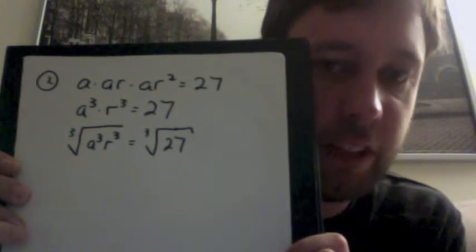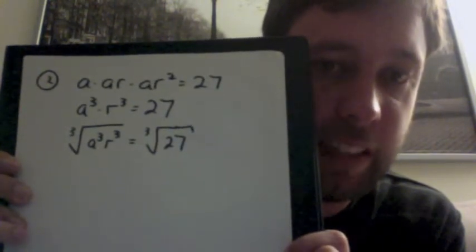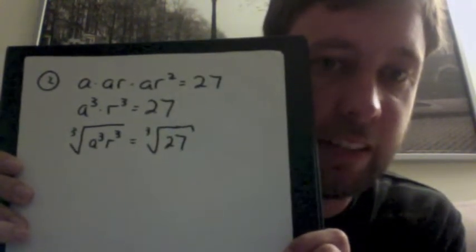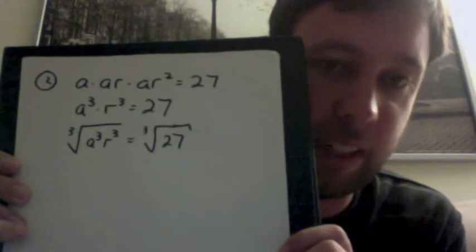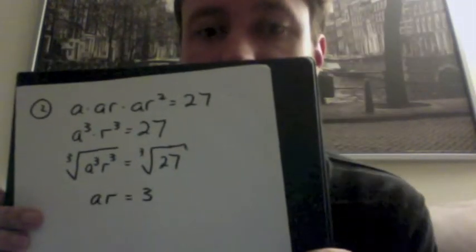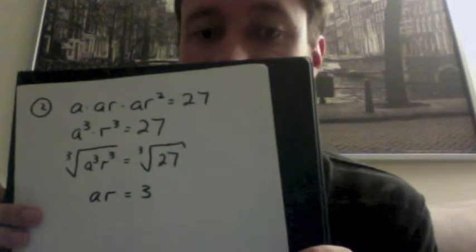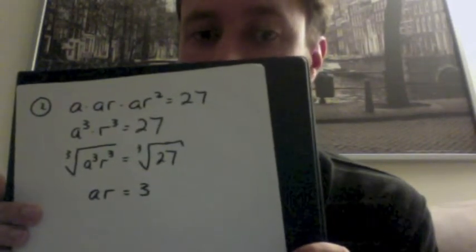The next thing I'm going to do is take the cube root of each side. The reason I'm doing that is I'm just going to try to simplify it and make it look a little bit nicer. The cube root of 27 is 3, and that's because 3 times 3 times 3 equals 27.